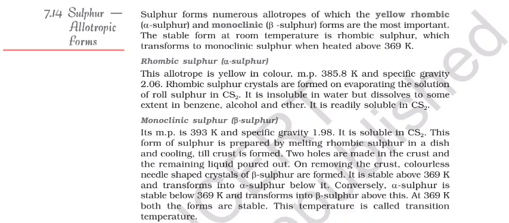It is stable above 369 Kelvin and transforms into alpha sulfur below it. Conversely, alpha sulfur is stable below 369 Kelvin and transforms into beta sulfur above this. At 369 Kelvin, both the forms are stable. This temperature is called the transition temperature.